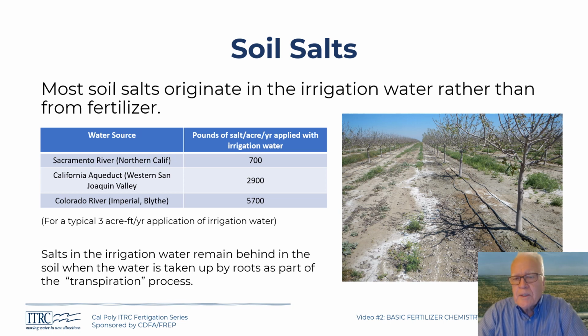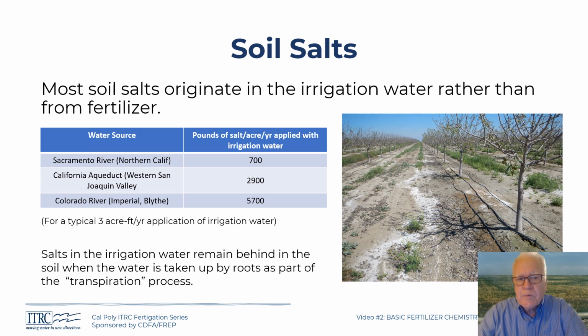The Sacramento River originates up in Northern California, and it comes from the Cascades, the Trinity Alps, areas like that, and that's basically rock. And you have water coming in from the Feather River that joins it, and the Feather River also has granitic type rocks, and so there just isn't much salt coming out of those rocks, and that's why the low number of 700 pounds of salt per acre per year. Still a big number, but it's not really typically a problem.